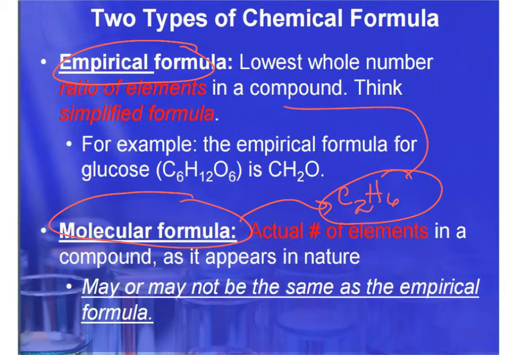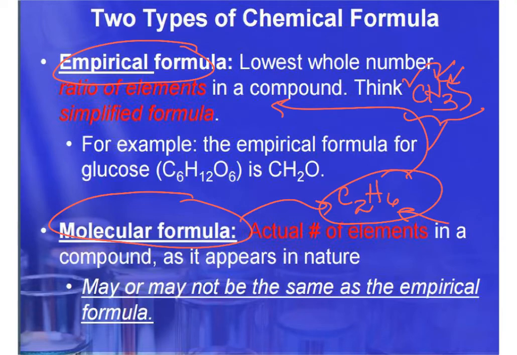Now, the empirical formula is the mathematically simplified one. So looking back at ethane, I could simplify those subscripts to be CH3, and so this would be the empirical formula. Now, why bother with empirical formula? Sometimes there's analytical equipment that gives you the empirical formula, which is simply the ratio of one element to another in a compound. And sometimes equipment isn't smart enough to know whether that's the empirical formula or not. It just gives you the ratio of elements.